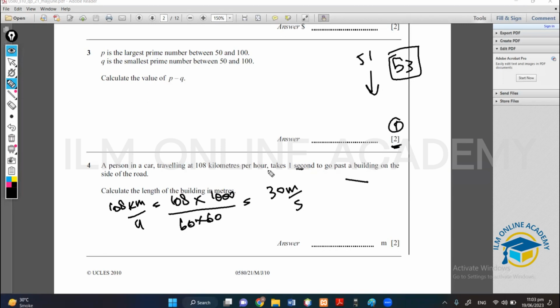But this is not the final answer. Here, we have only converted our unit of the speed. What they said is that the car is taking 1 second to go past a building. So our speed is 30 meters per second. It means that the car is traveling 30 meters in a second. And if the car is taking 1 second to go past a building, it means the building's length was 30 meters. So that is the justifiable solution to this question. Now moving on to the next question.